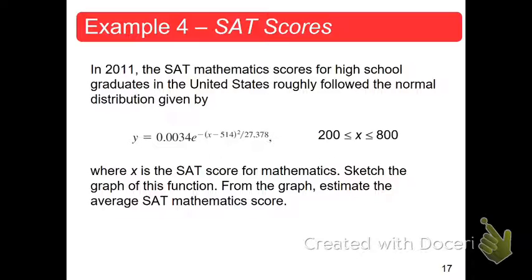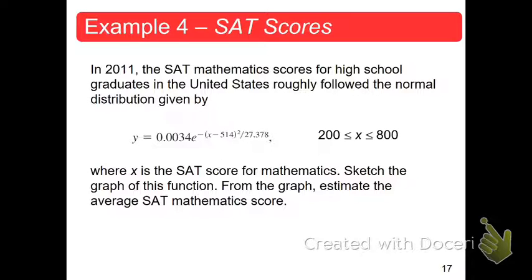In example 4, it says, in 2011, the SAT mathematics scores for high school graduates in the U.S. roughly followed the normal distribution given by that equation, where x is the SAT score for mathematics. Sketch a graph of this function, and from the graph, estimate the average SAT mathematics score. So let's plug this into our calculator.